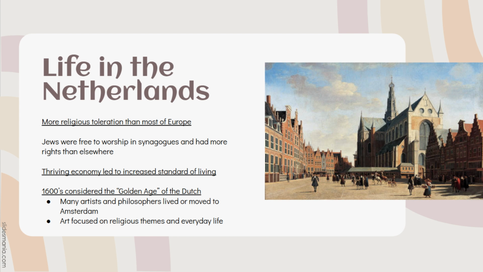So they're actually going to be much more religiously tolerant during this time than most of the rest of Europe. For example, Jewish people were free to worship in synagogues and had more rights than in other parts of Europe during this time. And their thriving economy is going to lead to an increased standard of living. So you'll see lots of artists and philosophers move to Amsterdam, and you're going to see a lot of art that's focused on religious themes and everyday life.